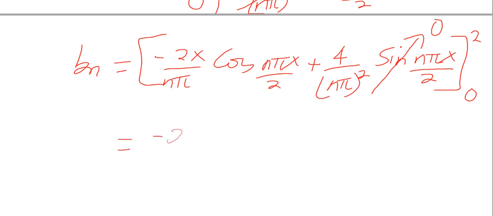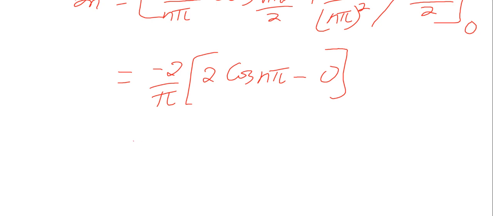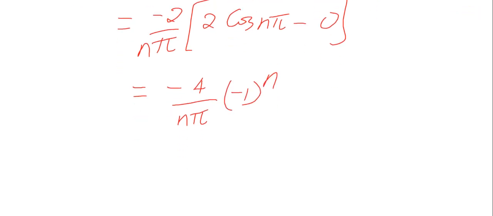So we'll have minus 2 over pi. When x is 2, we get 2 cosine of n pi. And when x is 0, we get 0. And the result is that we get minus 4 over n pi. There was n here. Then we have minus 1 raised to power n. These are the Fourier coefficients.